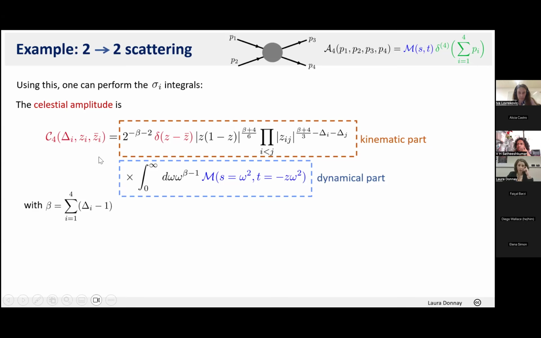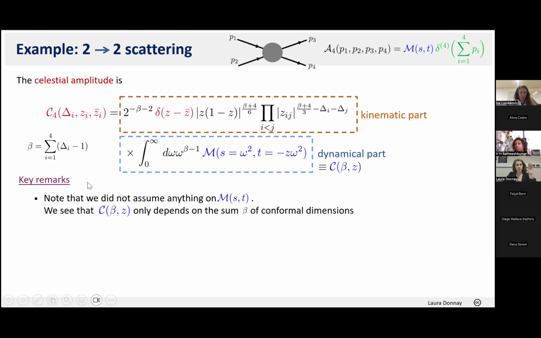Now notice that here I have introduced this beta. So beta is the sum of the conformal dimensions of each individual particle, minus one. Okay, so in other words, let me make a few comments. I have just rewritten the same stuff. I'm going to call this dynamical piece curly C, which depends on beta and the cross ratio.